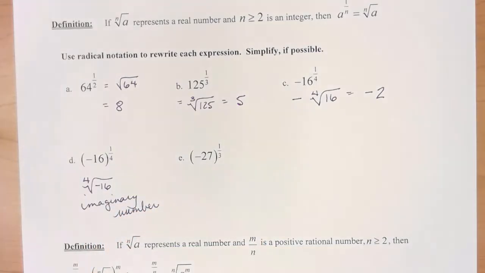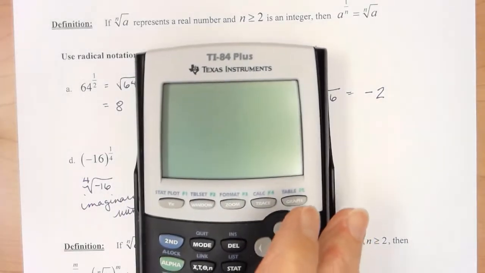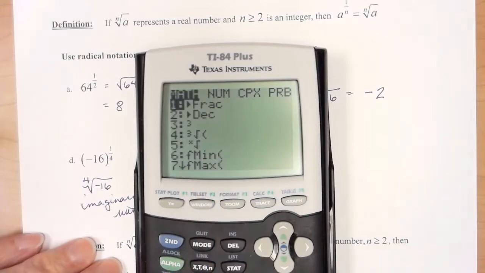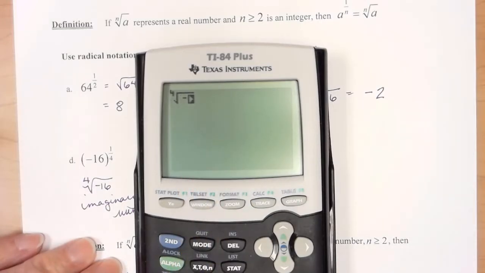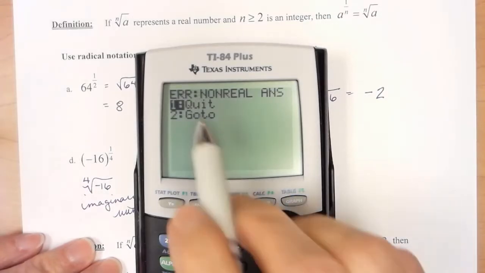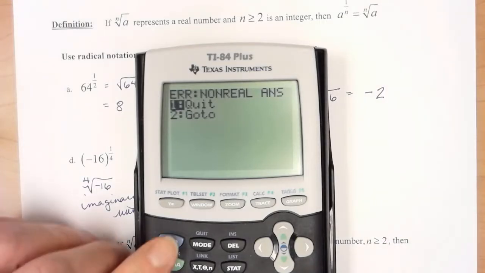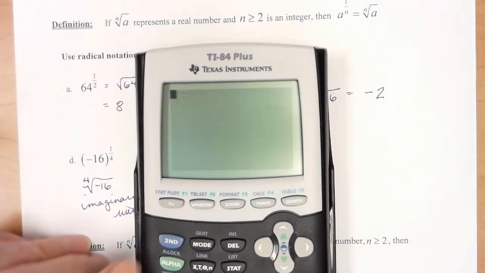Now if I did that on my calculator, pull it in here. Remember, if it's something other than square or cube root, I have to tell it. So 4th root, let me go to math, do number 5. I'm going to type in a negative 16 and let's see what it says. I don't want to graph it. Non-real, imaginary number. So let me quit that.